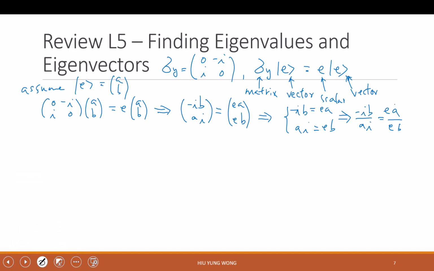And of course, E will be gone, I will be gone, right? So I have negative B squared equals A squared, or A squared plus B squared equal to 1. Right? Because I divide this one by this one and this one by this one, left hand side divided by this one must be equal to right hand side divided by this one. Make sense? And then you cancel I, cancel E. Then I have negative B squared equal to A squared. Then A squared plus B squared equal to 1.